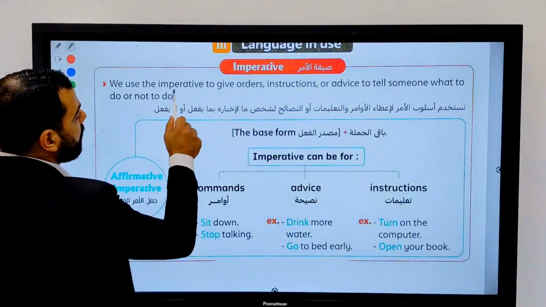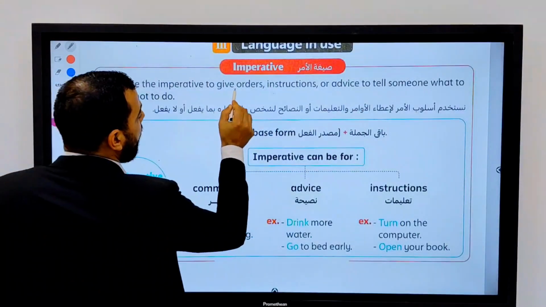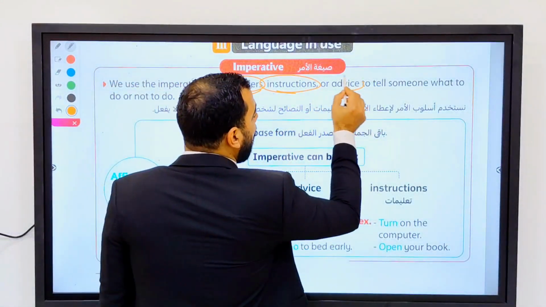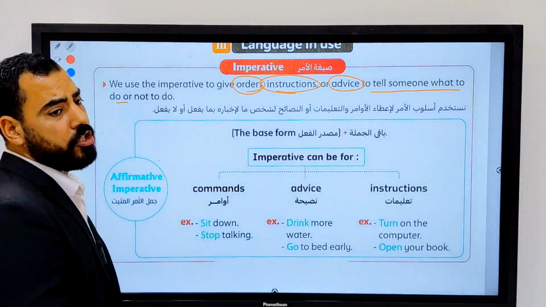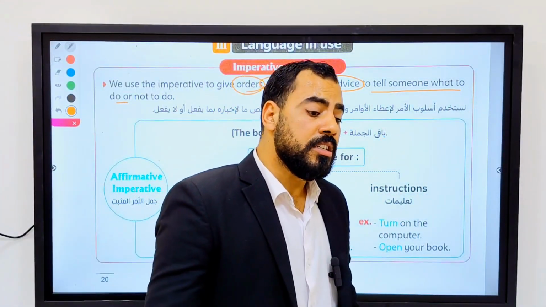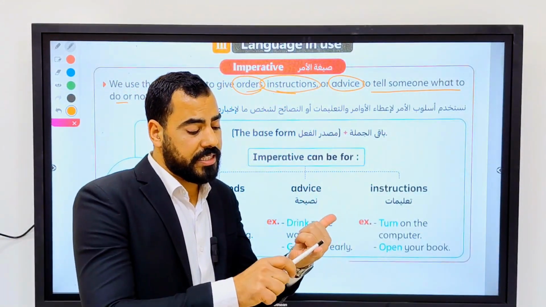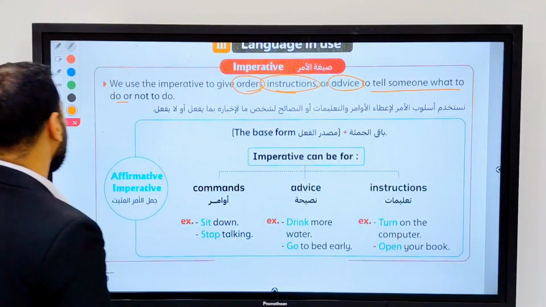So we use imperative to give orders, to give instructions, and advice, to tell someone what to do or not to do. You help him to know what to do or not to do. These are orders, instructions, or advice.